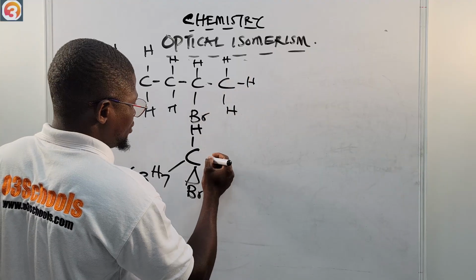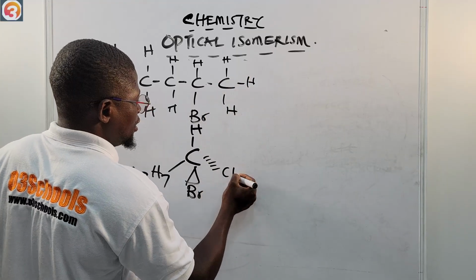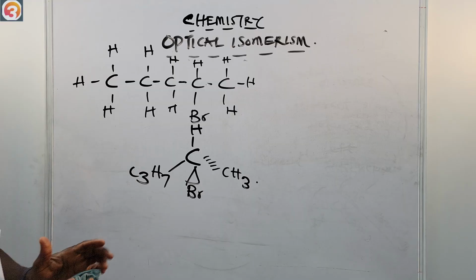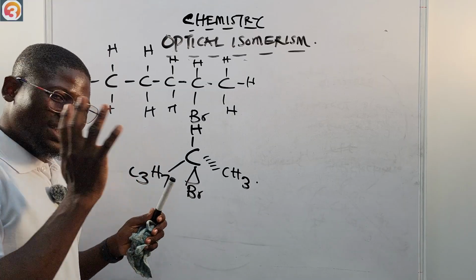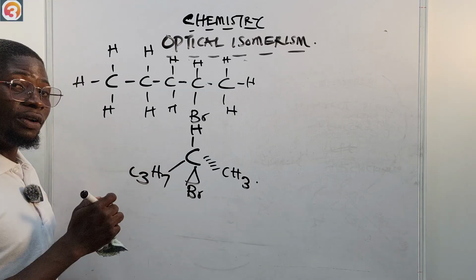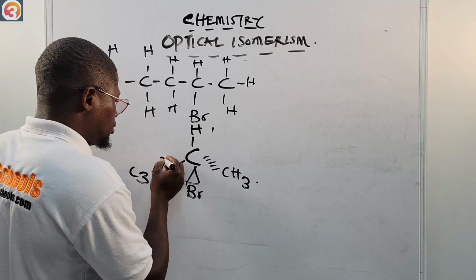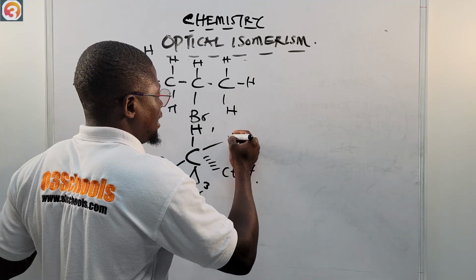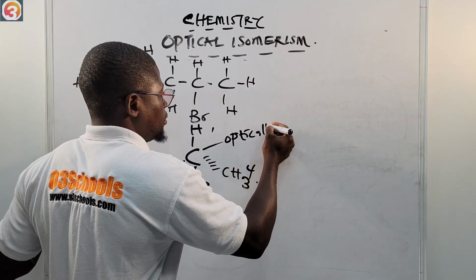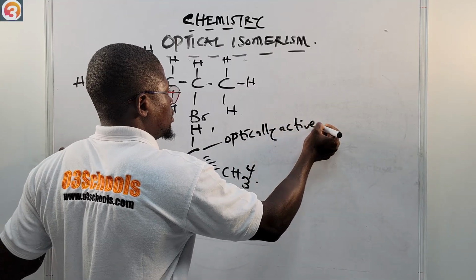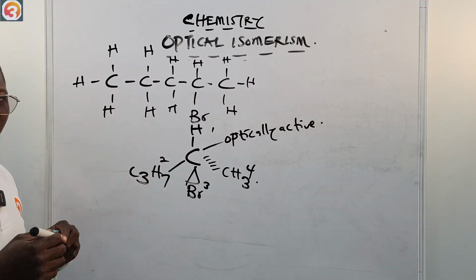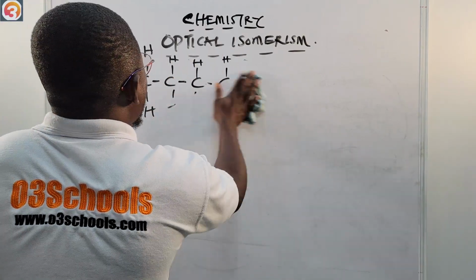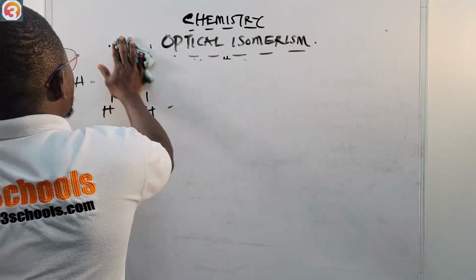Then here we're going to have CH3. Obviously you can see that this one is bonded to 4 different groups: 1, 2, 3, 4. So we can say that this one is optically active. So let us do another example.